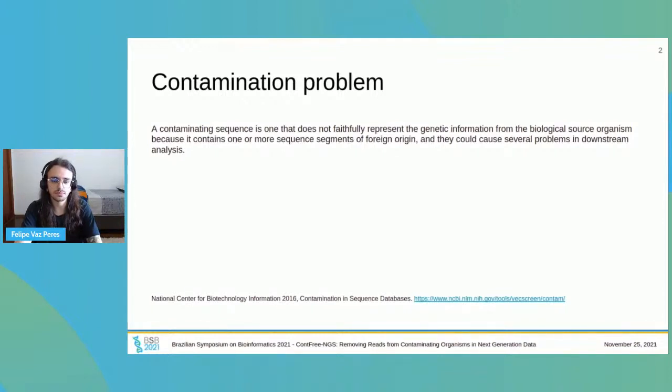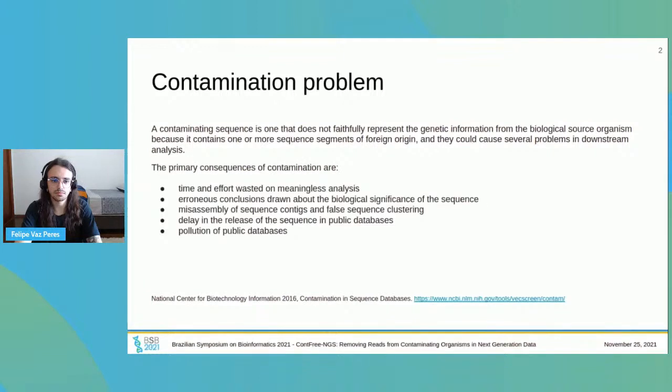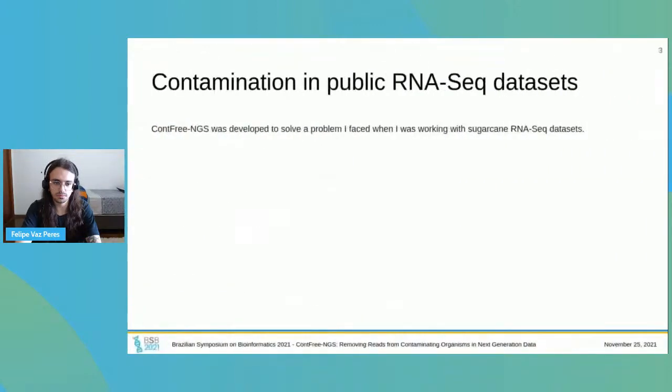in downstream analysis. The primary consequences of contamination are time and effort wasted on meaningless analysis, erroneous conclusions drawn about the biological significance of the sequence, disassembly of sequence contigs and false sequence clustering, delay in the release of the sequence in public databases, and the pollution of public databases.